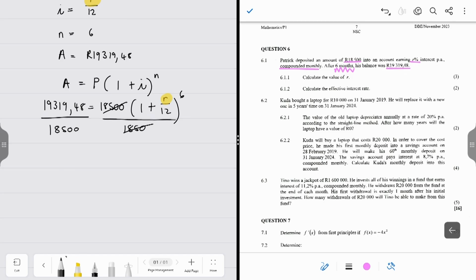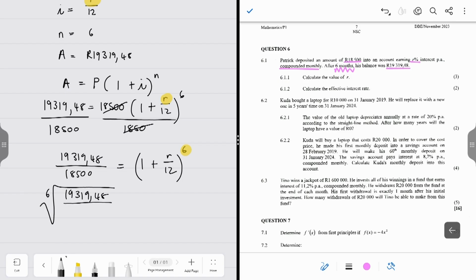Now we are going to have 19,319.48 divided by 18,500 on our left-hand side. That is equal to 1 plus R over 12, in brackets, raised to the 6. Now, in order for us to get rid of the exponent over here, we will need to root both sides. We are going to take the 6th root of both sides, the 6th root of this side and the same on the right-hand side.